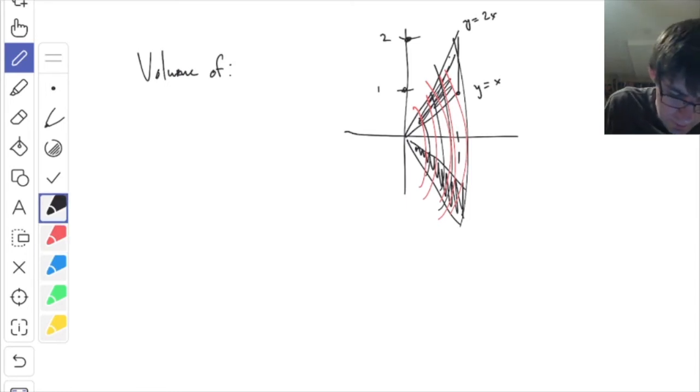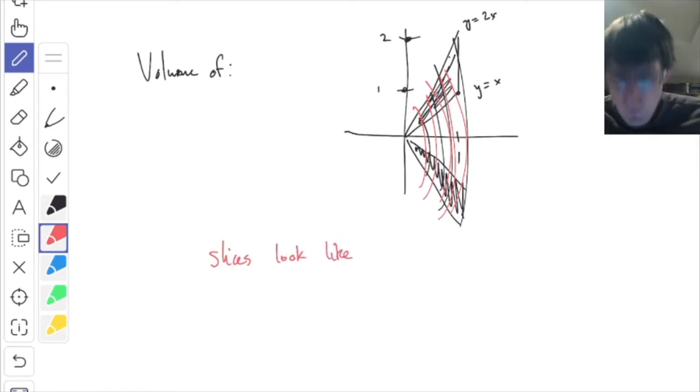Here, the slices look like, well, what can someone say? What do they look like? It's not a filled-in circle, because it wouldn't be all the way filled in. What does it look like? Would it be like a washer? A washer, yeah.